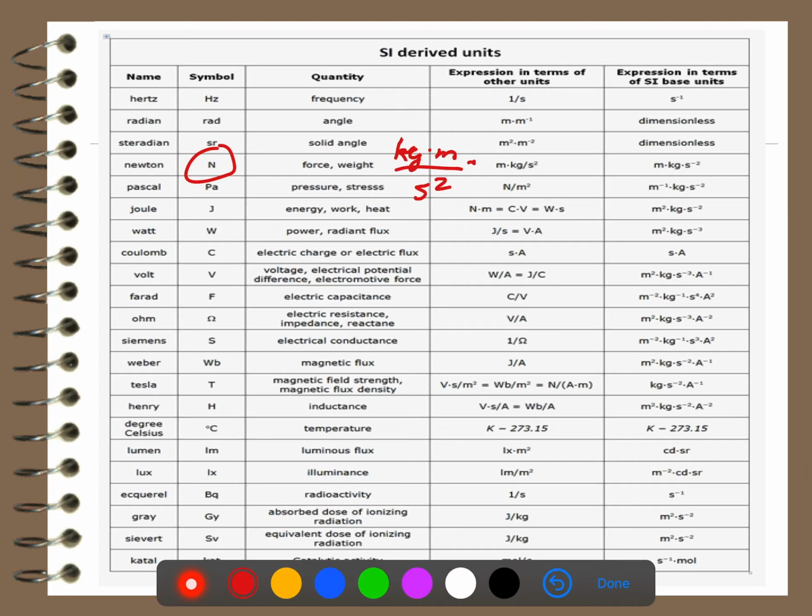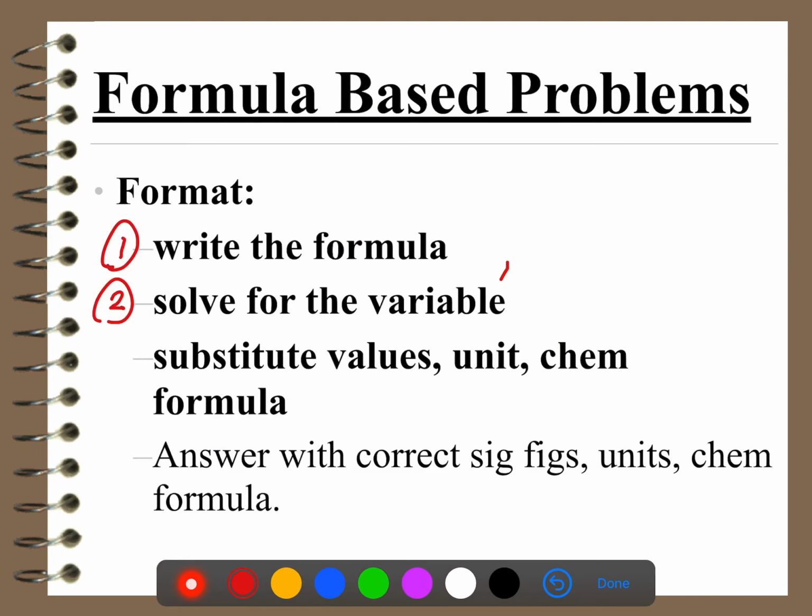So there are two formats. This is the formula-based model. You have to follow these steps in order. 1, write a formula. 2, solve for a variable. But I'm going to put a little star next to this: only if you have to. Sometimes if you have the formula density and they give you mass divided by volume, you don't have to solve for anything. The formula is already mass divided by volume.